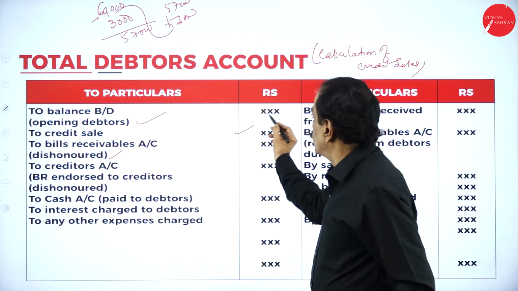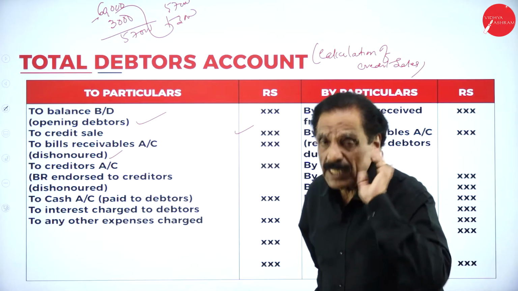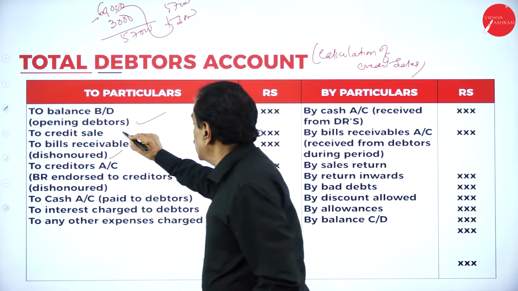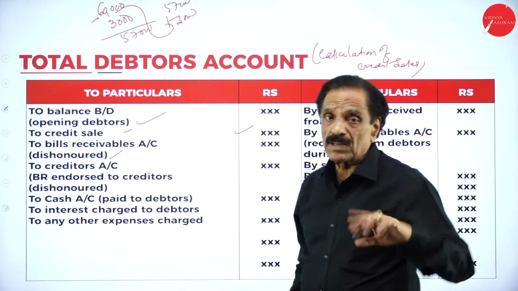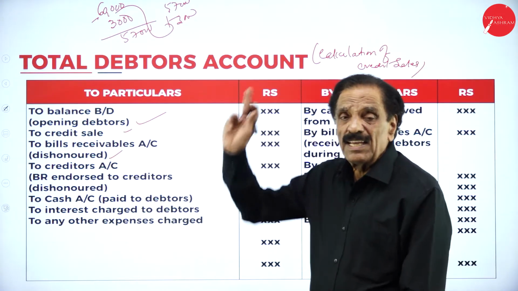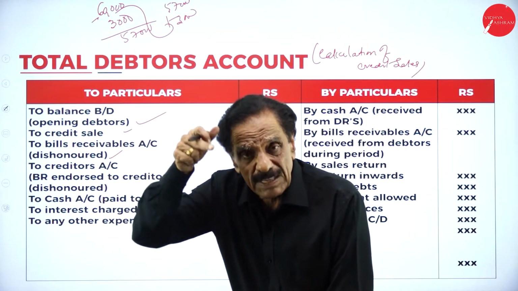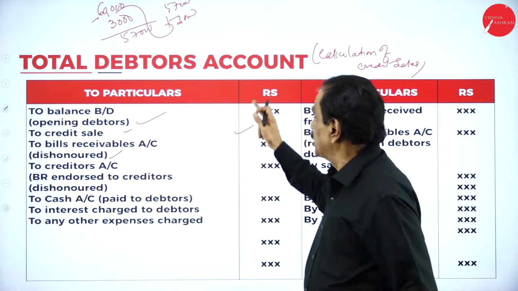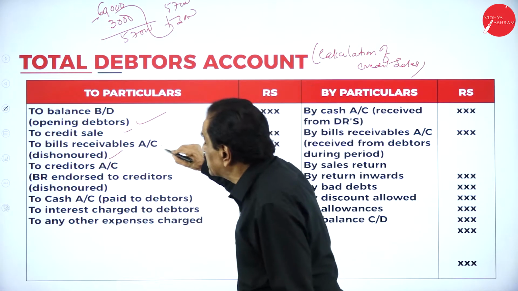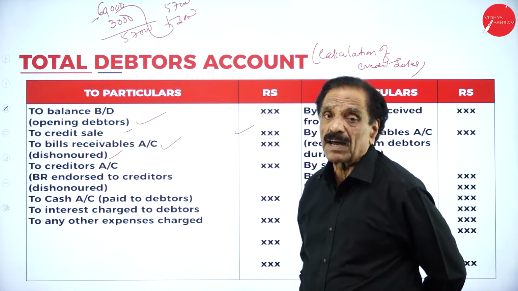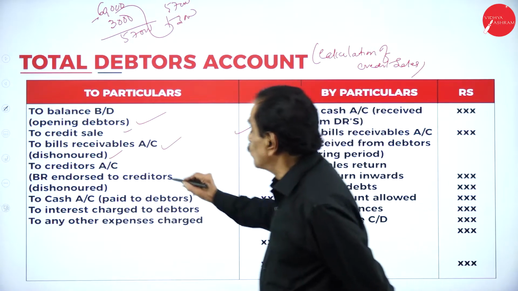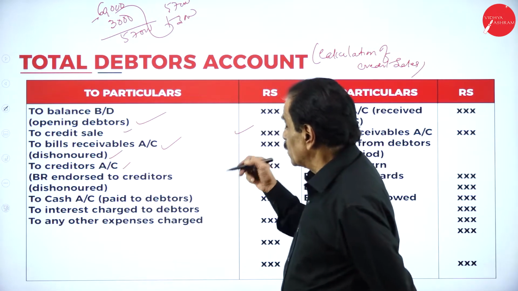60,000. So, to balance brought down, opening debtor. To credit sale: when a sale is made on credit, unlike a cash sale, which goes to the cash book, it goes to the debtor account. Then to BR dishonor. You must be careful. It is BR dishonor. Then to creditor, BR endorsed to creditor dishonor.